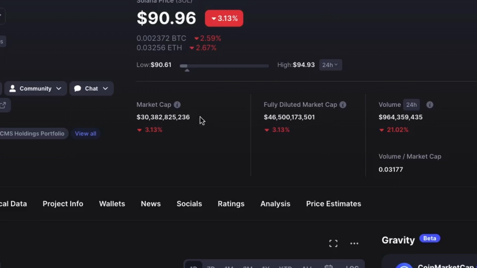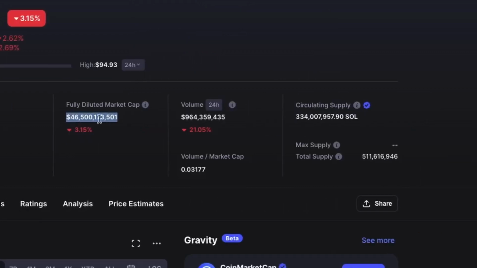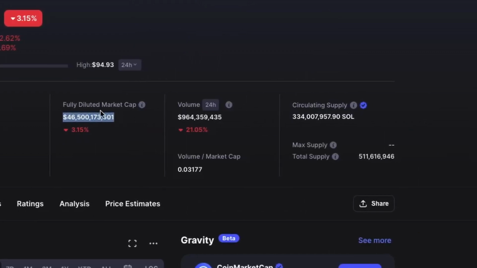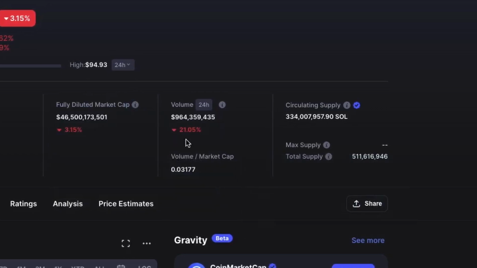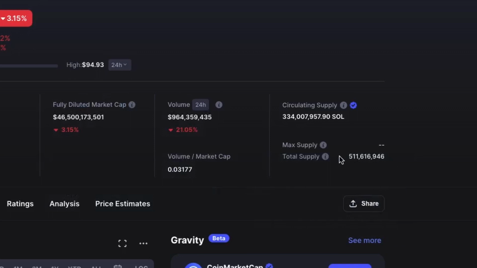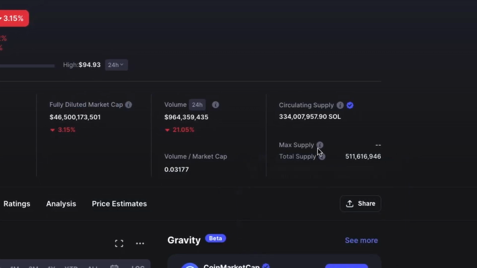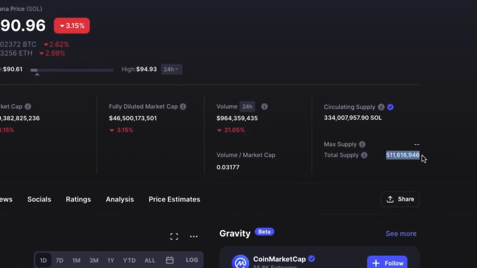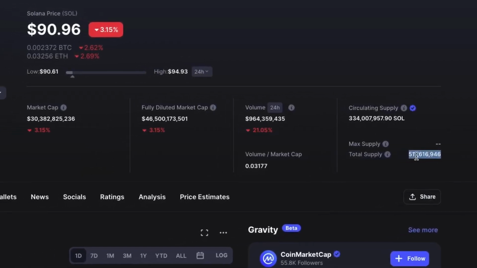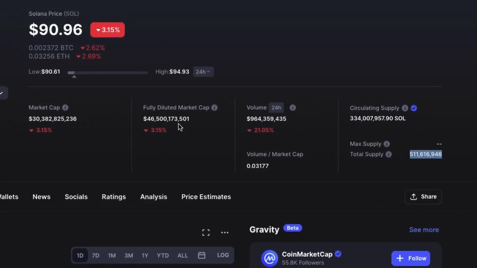As you can see, the number right here is $46 billion. This is the fully diluted market cap, which is based on the total supply, because the actual total supply of Solana is 511 million. So if we multiply 511 million times $90, that will give us $46 billion. That's the fully diluted market cap.